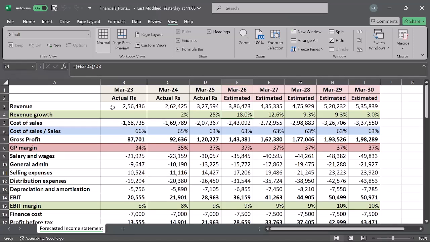I have assumed that there is an 18% increase in revenue in the first year. That year the company is doing some kind of business which is going to flourish. So the company is going to grow revenue by 18%, and you can assume your own number. Then next year the revenue is going to grow, but at a lower pace, at 12.6, then 9.3, and then a stable revenue. In the final year it will grow at only 3%, because as the revenue grows, it can't keep growing at a faster pace.